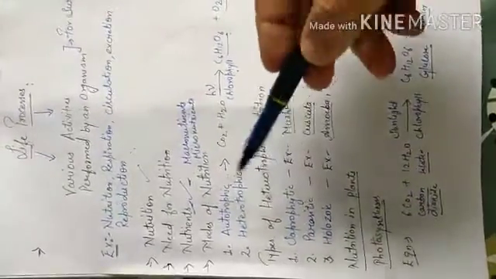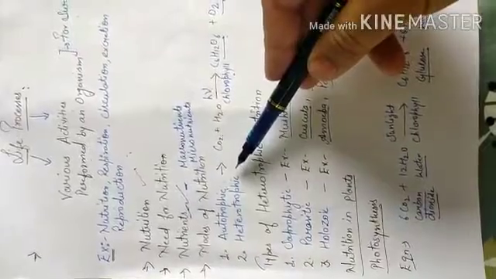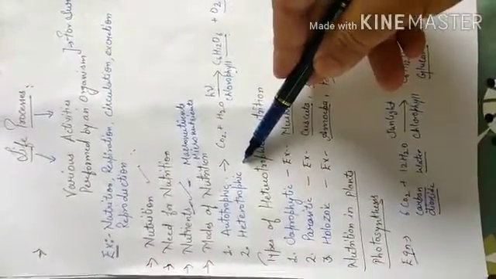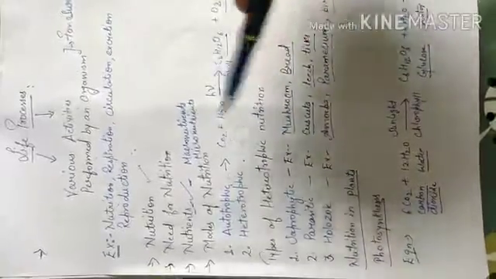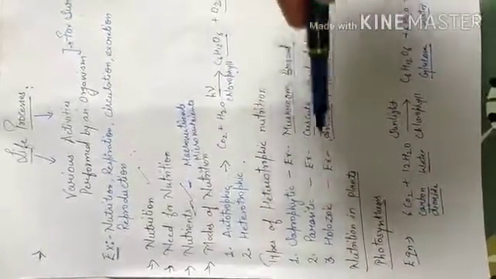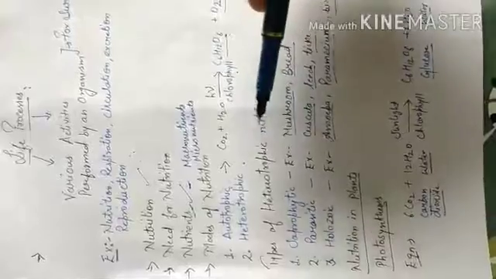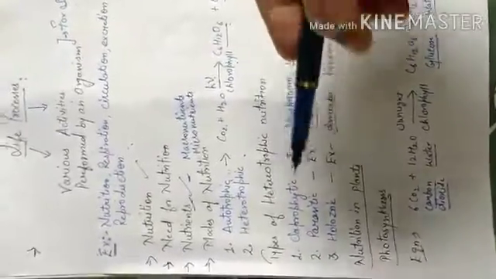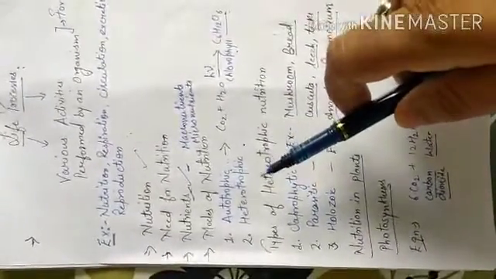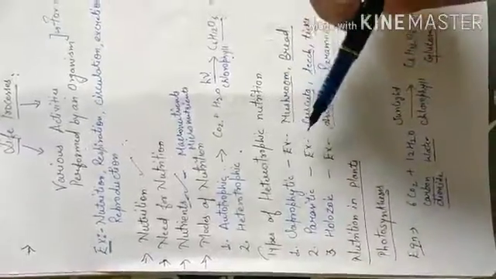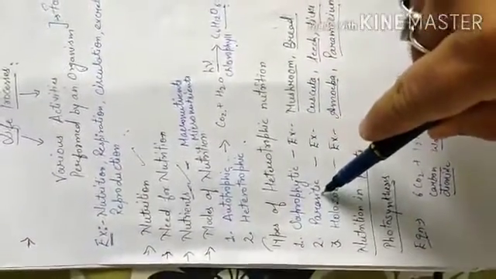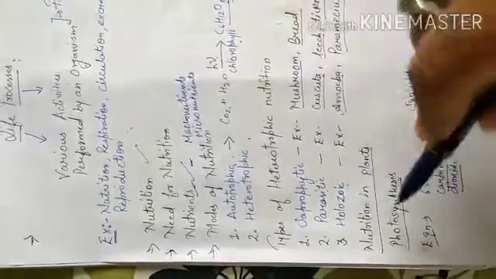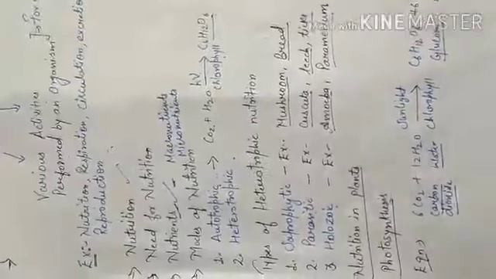Now we can talk about the heterotrophic mode of nutrition. It is a type of nutrition in which organisms get their food directly or indirectly from plants. For example, all animals, fungi and some bacteria. This heterotrophic mode of nutrition is of three further types: first is saprophytic, second is parasitic, and third is holozoic mode of nutrition.